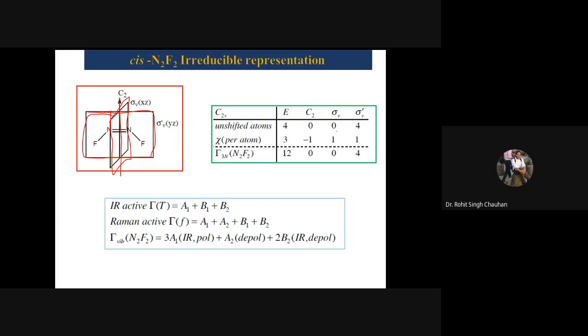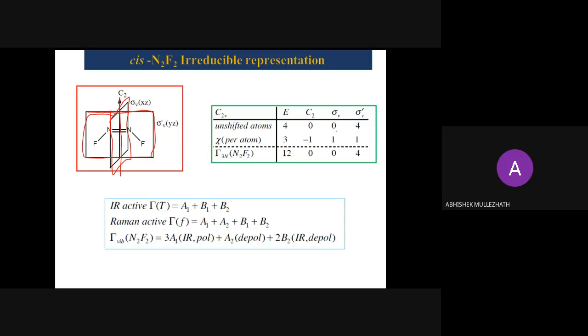Now for the sigma v, I mean sigma xz, I have mentioned that the number of unshifted atoms is zero. Can anybody tell me why? How come the sigma v is zero? Because the left side is the reflection of the right side. Yeah, very good. And then why is sigma v dash 4?